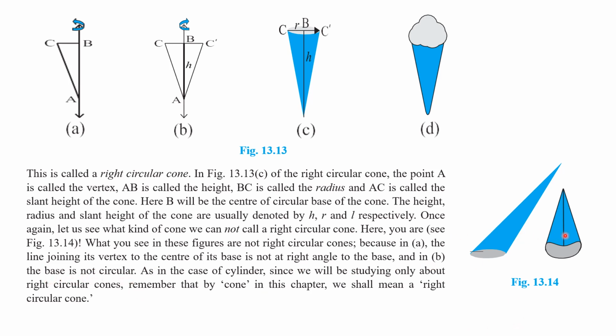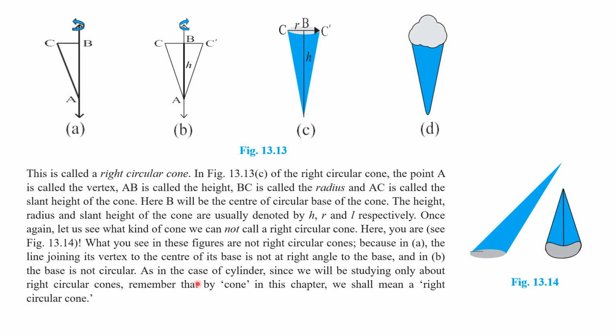Okay, so these are also cones, but these are not said to be a right circular cone, because here the height, the line segment joining the vertex of the cone and the center of the circle, is not perpendicular to the base, and in this case the base is not in the shape of a circle. That is why these two cones are not said to be right circular cones. Okay, my dear children, understood this difference, which is said to be a right circular cone and which is not said to be a right circular cone.